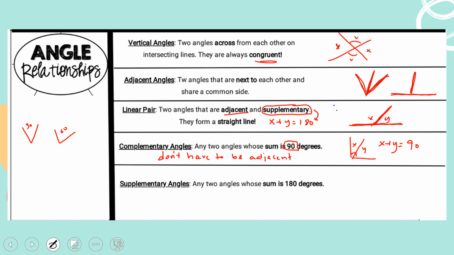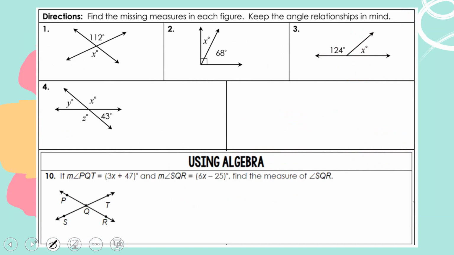All right, and then the same thing happens with supplementary. They don't have to be adjacent to be supplementary, but they do have to add up to 180. So that's the big thing. We're going to use these vocabulary words a lot. All right, so let's look at some examples real quick and see what we can figure out.